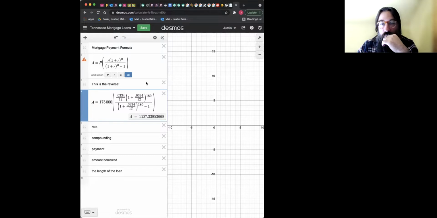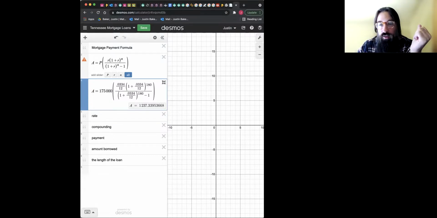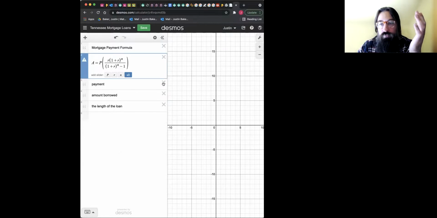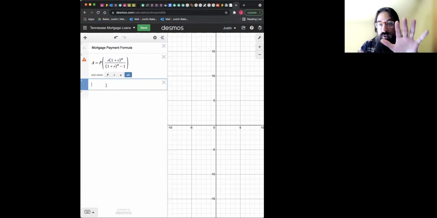Anyhow, all right, so now on to the main event, so to speak. So what do I want in this Desmos screen? I want to see that up top. Make sure it's saved.